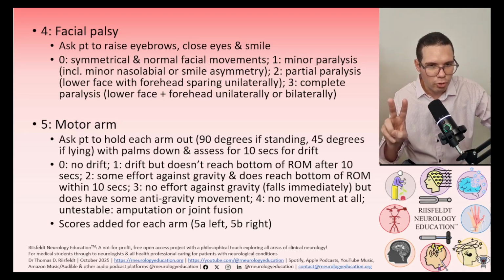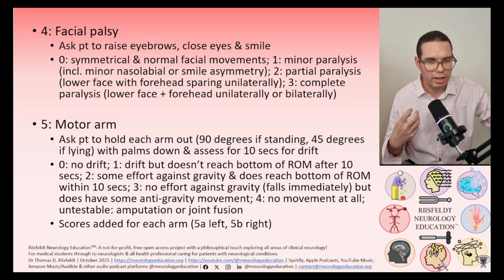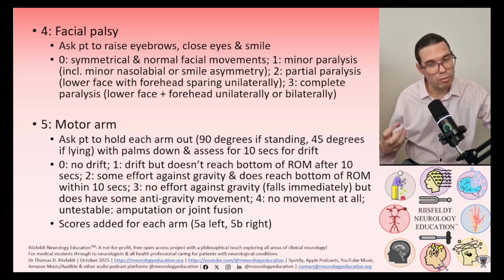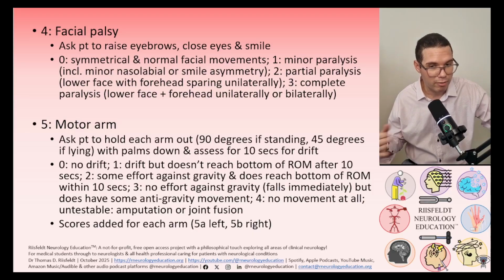2, so a score of 2, is if there is some effort against gravity, but it does reach the bottom of the range of movement or hits the bed or whatever obstacle is in the way within the 10-second period. 3 is there is no effort against gravity at all, so it just falls down immediately, but there is some degree of anti-gravity movement, so there is some movement there with gravity eliminated. And 4 is there's no movement at all.